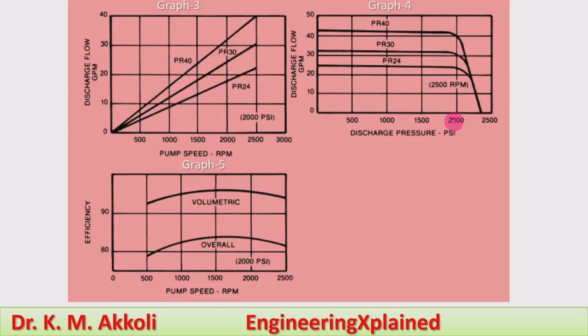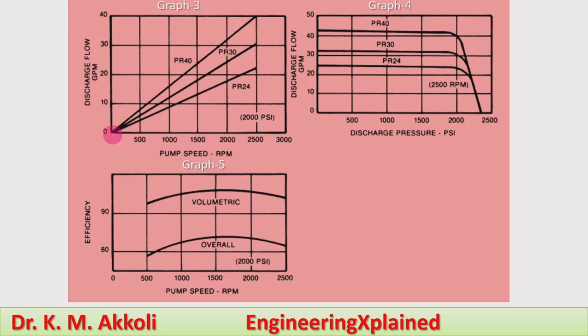Moving further, these three graphs are for the radial piston pump. In that radial piston pump, there are three ranges of flow rates: PR4, PR30 and PR40. The first graph gives the pump speed in terms of RPM versus the discharge flow in GPM, that is, the pump speed versus the discharge flow rate.